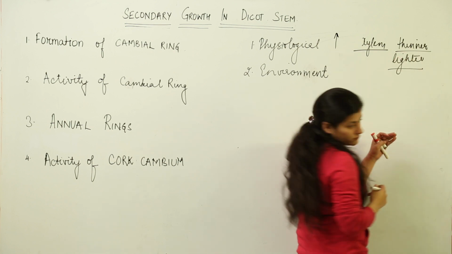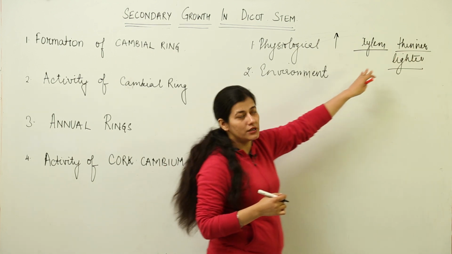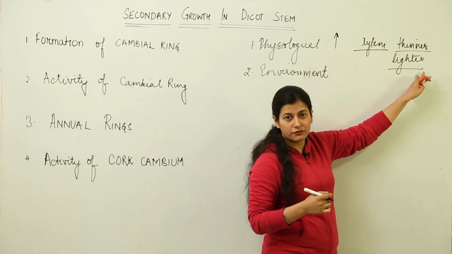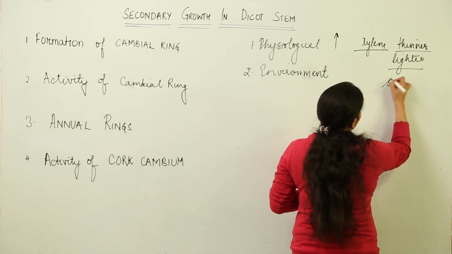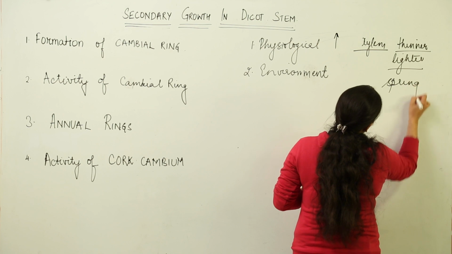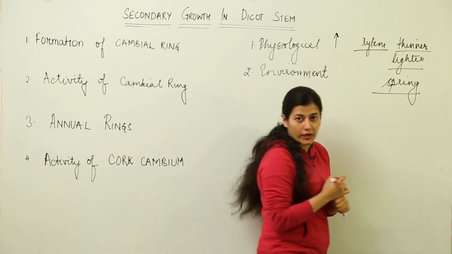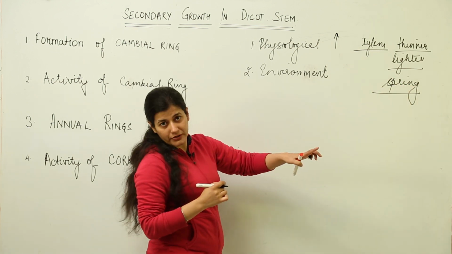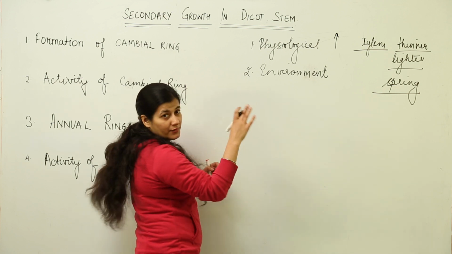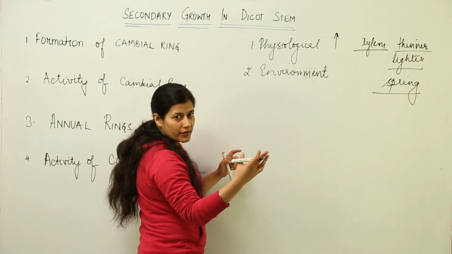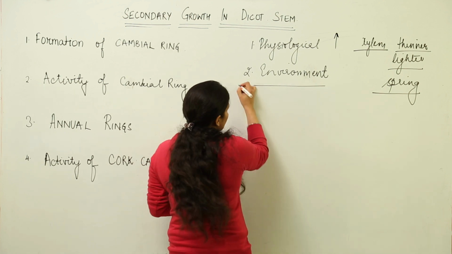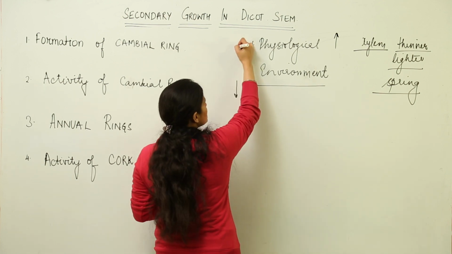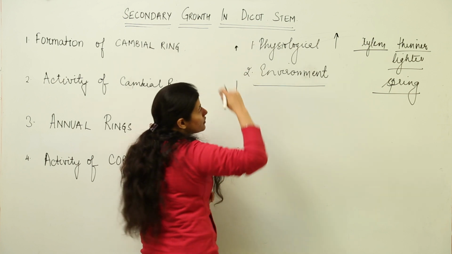Okay. Xylem with larger diameter, thinner walls and lighter in color would be formed when the climate is moderate, or I would say, let's take the time to be spring. Okay. In the opposite conditions, when the climate is not moderate, it is extreme, let's say it's winter, so the environment is not favorable.